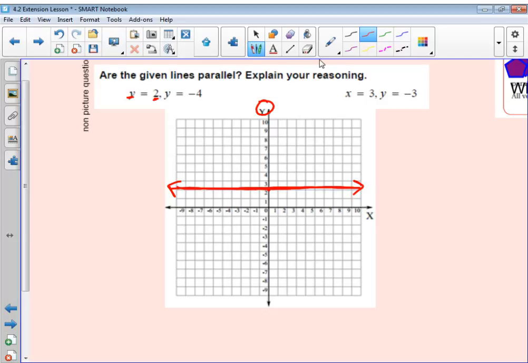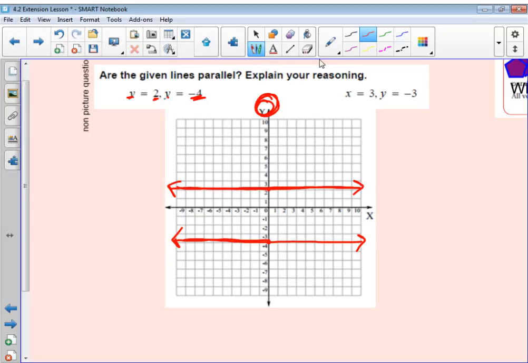Okay, our other one, we have Y equals negative 4. So Y line, and I want to go to negative 4. So here's my Y line again. Negative 4 is right here, and we want to cut through all of our negative 4s. Now, those are two perfectly horizontal lines. Would they be considered parallel to one another?